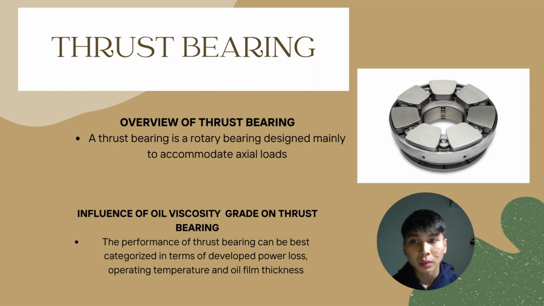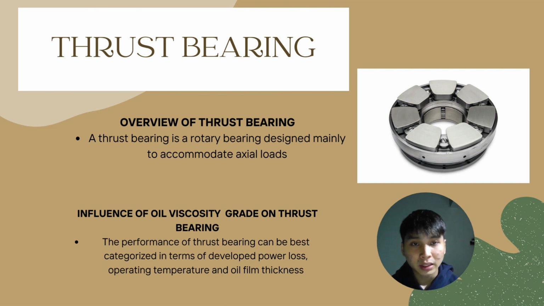Next, we will talk about thrust bearing. There are different types of bearing used, and for this project, we are focusing on the thrust bearing. The main purpose of thrust bearing is to accommodate axial load. It supports the axial thrust of both horizontal and vertical shafts. Besides, the functions of thrust bearing are to prevent the shaft from drifting in the axial direction and to transfer thrust load applied on the shaft.